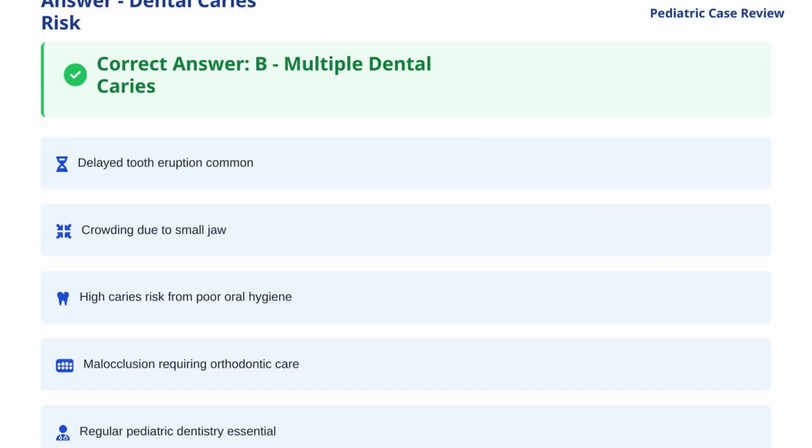Dental caries are common due to crowded dentition making hygiene difficult, combined with small jaw size and potential feeding difficulties. Tooth eruption is typically delayed. The high-arched palate and micrognathia contribute to malocclusion. Regular pediatric dental visits, preventive fluoride treatment, and eventual orthodontic intervention are important. Teaching caregivers proper oral hygiene techniques is essential.